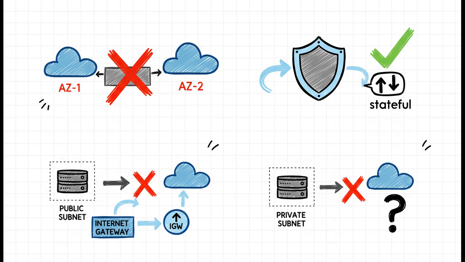Number 1, a subnet cannot span AZs, period. 2, a security group is stateful, which means return traffic is automatically allowed. 3, a public subnet is just a name until you give it that default route to the IGW. And finally, a private subnet can't just magically reach the internet. It's going to need some help.